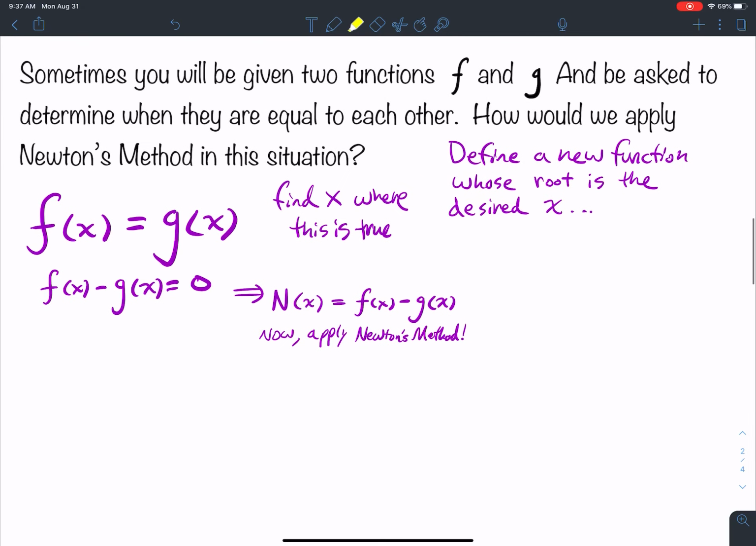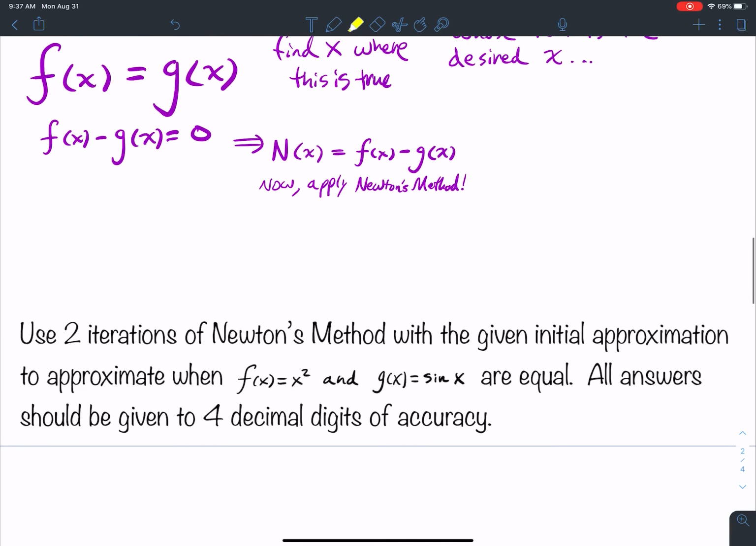So basically all you've got to do if you've got two functions f and g and you're trying to figure out where they're equal to each other, subtract the two functions and apply Newton's method to this new function that you've created. Okay? So I've got a problem here.